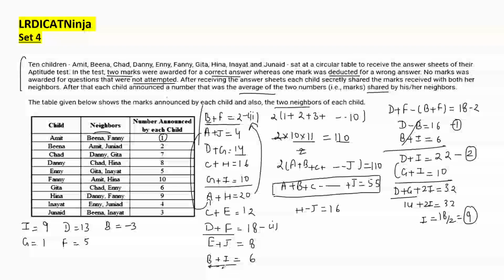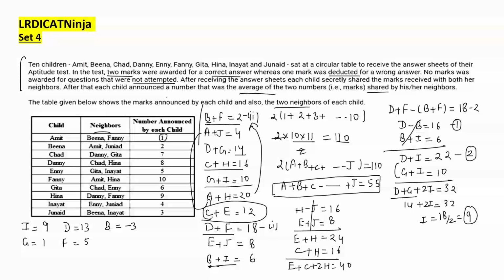Do I have h plus j somewhere? No. But I have e plus j. E plus j is 8. So if I add it, I'll get the value of e plus h is 22 or 24. Now I have e plus h, and let's say if I add some more equations, let's say if I add c plus h, that is 16. So I'll get the value of e plus c plus 2h, that is 40. Now we have e plus c is 12.